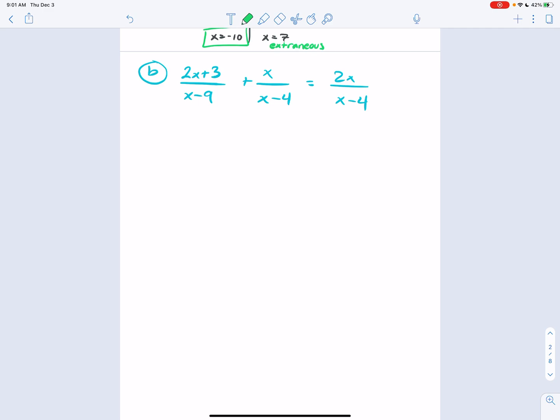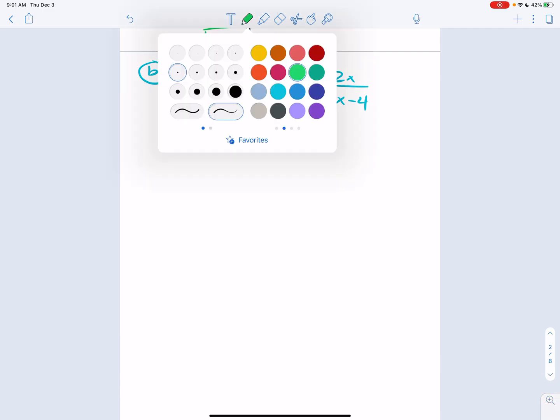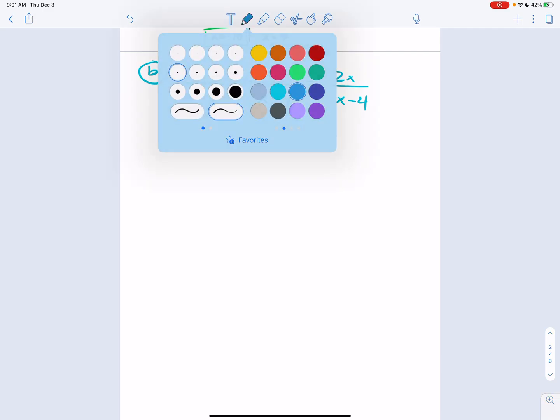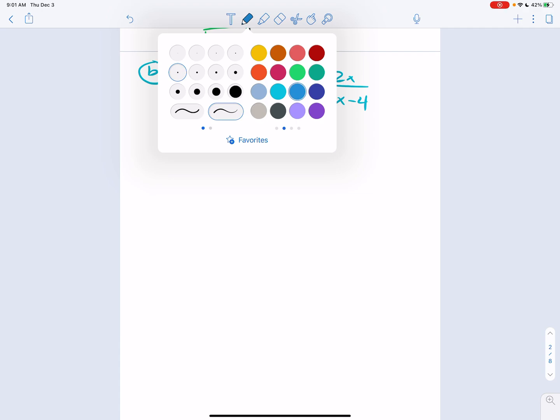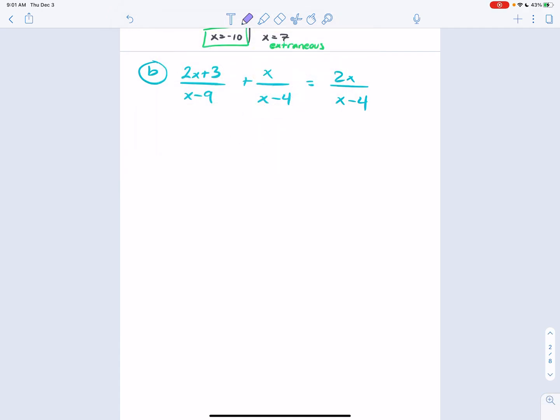Okay, now I encourage you to try this one out on your own. Okay, and if you are done or if you happen to get stuck, you could always press play. Okay, so pause right now and then go ahead and try this on your own and press play whenever you're ready.